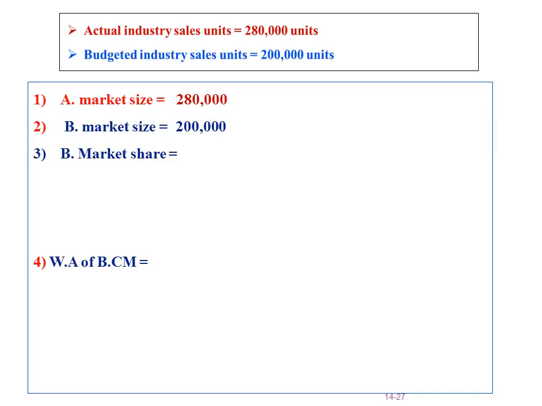If I go back to my main problem, at the top of this slide you will find actual industry sales units and budget industry sales units. It means actual market size and budgeted market size. Actual market size is 280 and budgeted market size is 200. So I need to calculate budgeted market share. Nothing new.